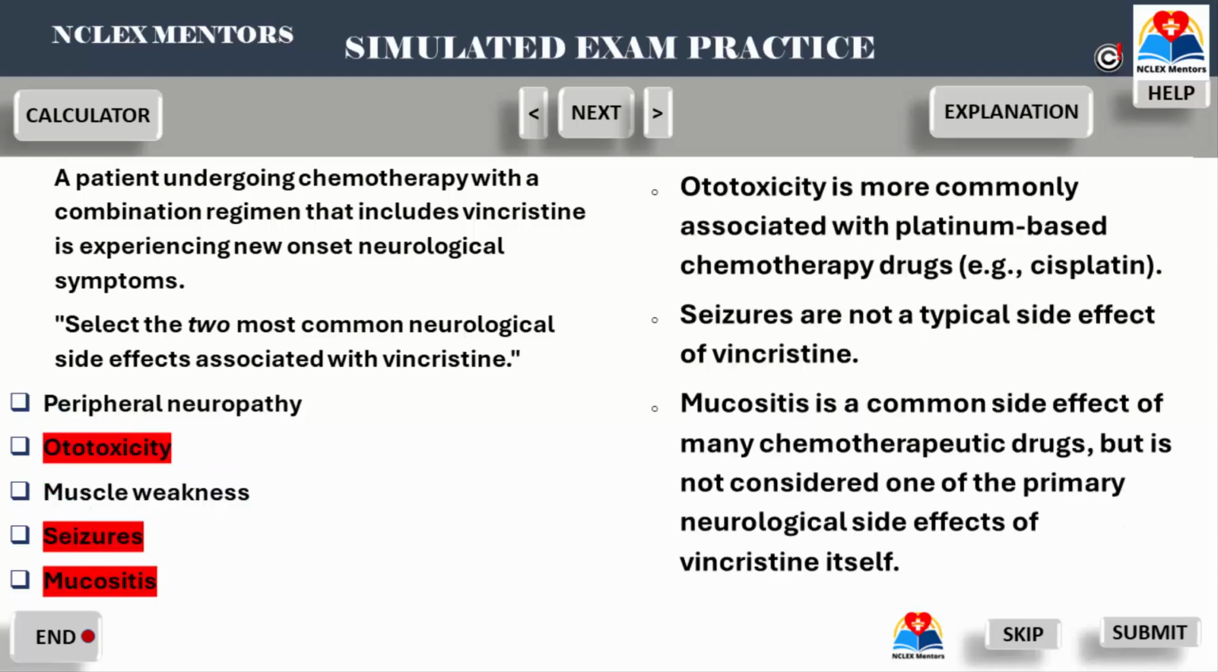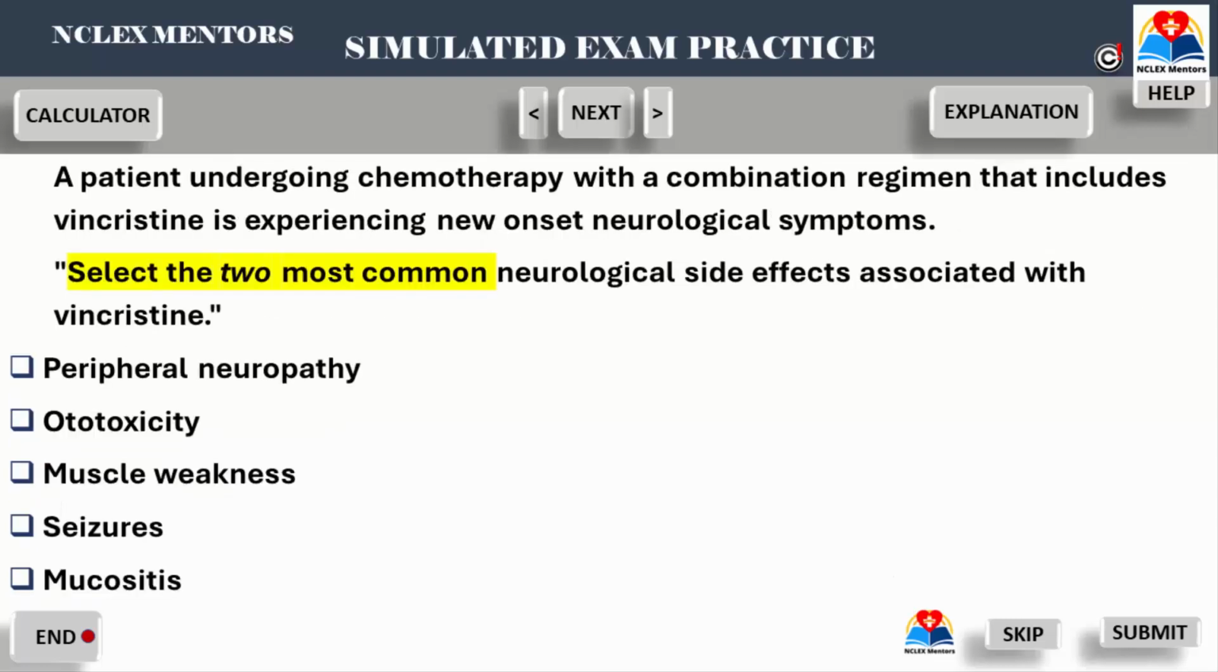And why not the others? Ototoxicity. Nope, that's more of a problem with platinum-based chemo drugs like cisplatin. Seizures, not a typical side effect of vincristine. Mucositis. While mucositis, painful sores in the mouth and gut, happens with many chemo drugs, it's not a primary neurological side effect of vincristine.